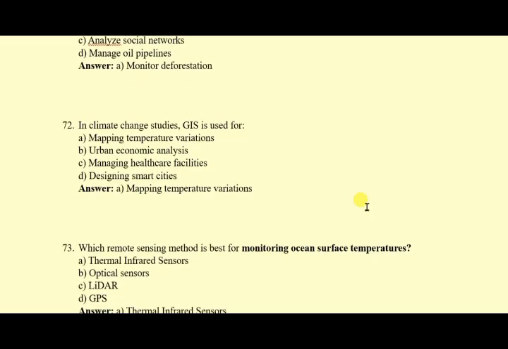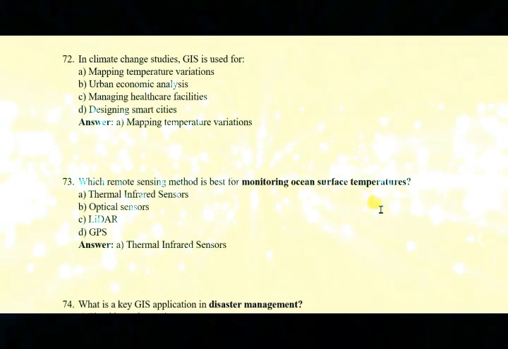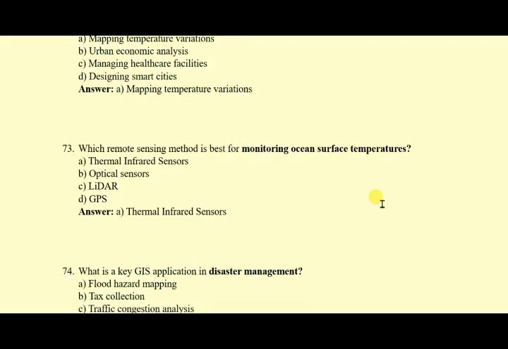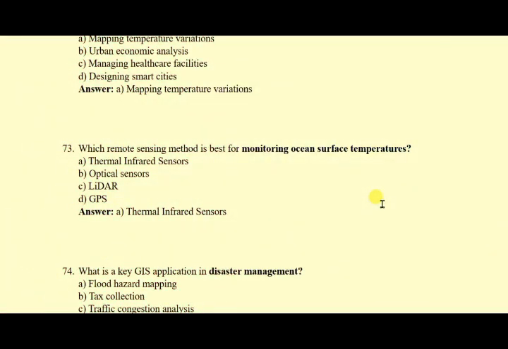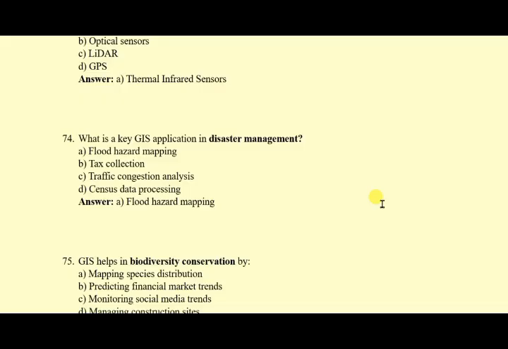72. In climate change study, GIS is used for mapping temperature variations, urban economic analysis, managing healthcare facilities, designing smart cities. Right answer will be mapping temperature variations. 73. Which remote sensing method is best for monitoring ocean surface temperatures? The options are thermal infrared sensors, optical sensor, LiDAR, GPS. The right answer will be thermal infrared sensors.